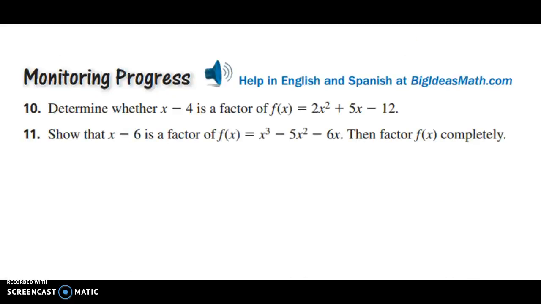Now I would like you to try and complete Monitoring Progress 10-11. In 10, just decide whether x minus 4 is a factor. Do your synthetic division, and will your remainder be 0? In number 11, x minus 6 is a factor, so do your synthetic division, and then write your answer. The answer that you write down from your synthetic division can be factored again. Try it now.